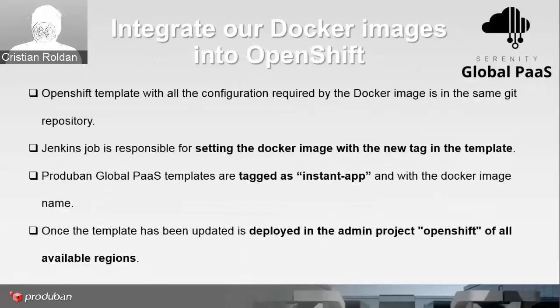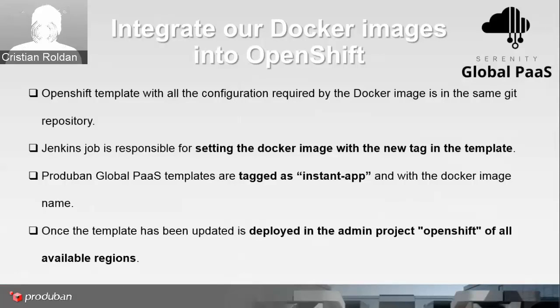Okay, now we integrate our Docker image into OpenShift. The OpenShift template with all the configuration required by the Docker image is in the same Git repository as the rest of the image. The Jenkins job handles setting the value of the Docker image with the value of the new tag into a template file. It's important to say that we aren't using the latest tag in our templates, to avoid problems when we change the version of an image for our developers.